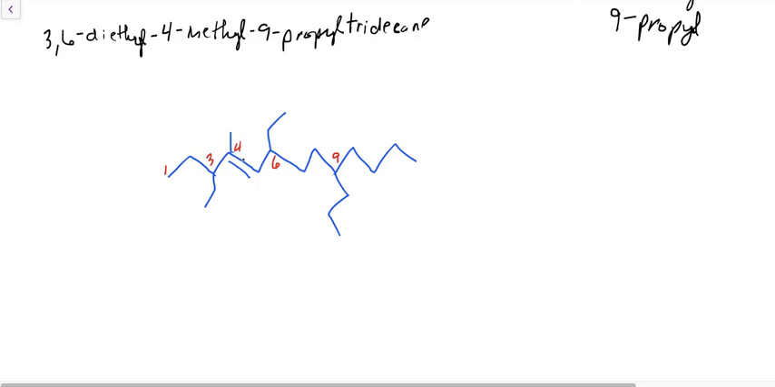So this is still a tridec carbon, but instead of tridecane, we would call this tridecene. We would change it to that. But now what we need to know is exactly where is the double bond on this 13 carbon molecule. So there's a couple ways of doing this. So we see the double bond starts on 4.